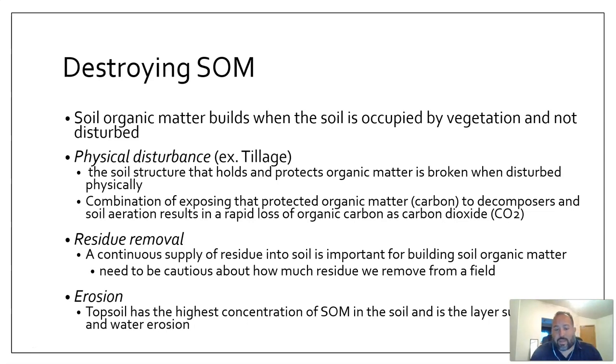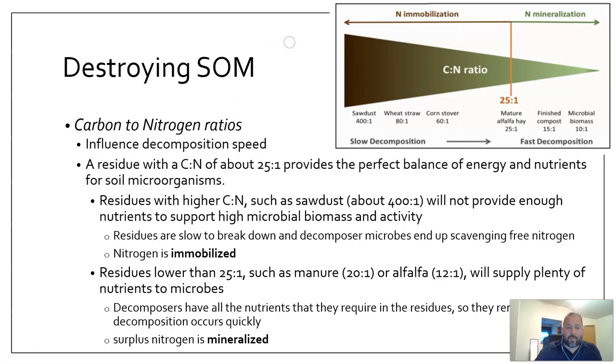Erosion then, of course, would be a problem, because topsoil has the highest concentrations of soil organic matter in the soil, but then topsoil is also the layer that is subject to wind and water erosion. So if the topsoil were to disappear, then we'd also lose the majority of our organic matter.